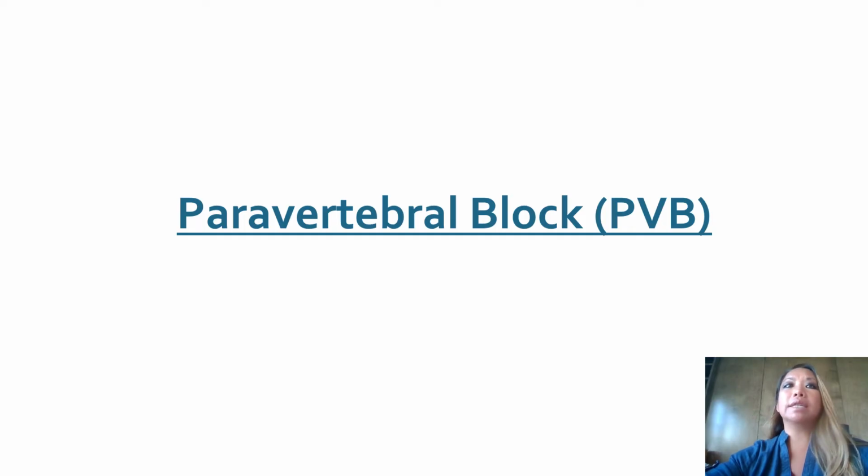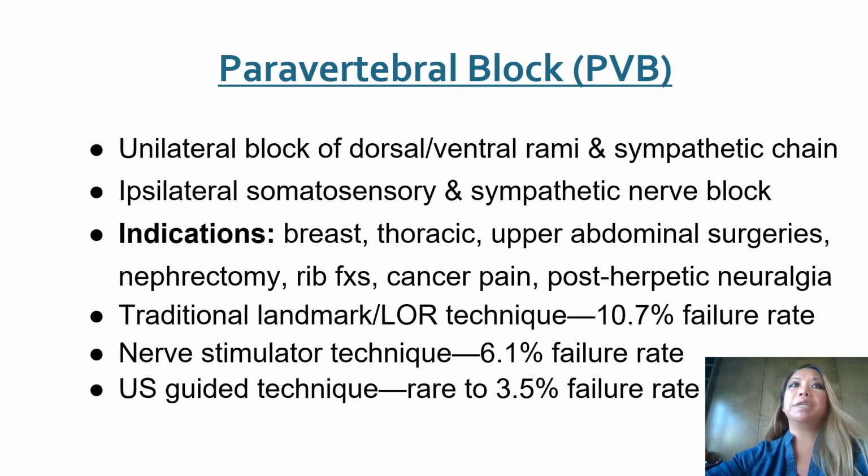We'll start by discussing the paravertebral block. Paravertebral blocks are a great alternative to the traditional thoracic epidural. It gives you a unilateral block of the dorsal and ventral rami of the spinal nerves, as well as the sympathetic chain. Indications for its use are for breast and thoracic surgeries, upper abdominal cases, open nephrectomies, as well as treating pain from rib fractures, cancer, and postherpetic neuralgia.